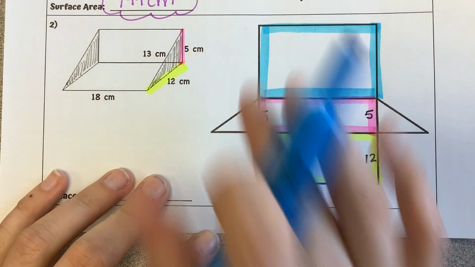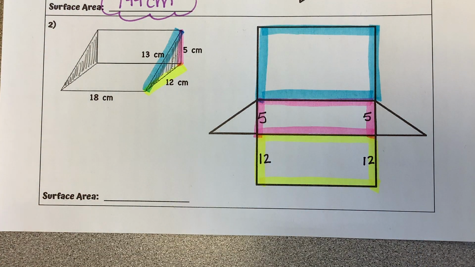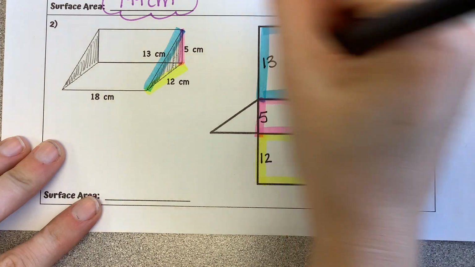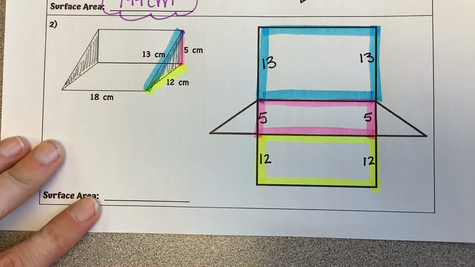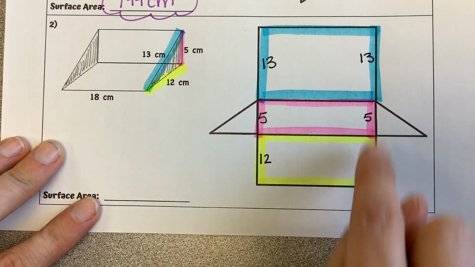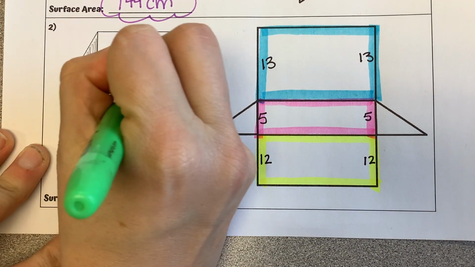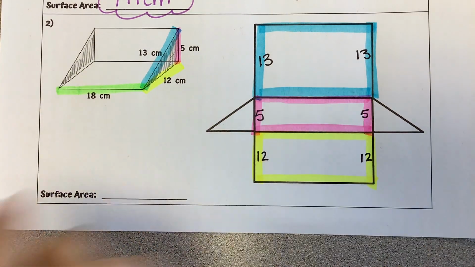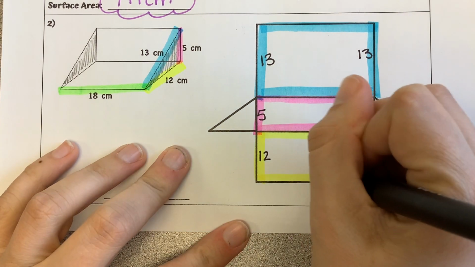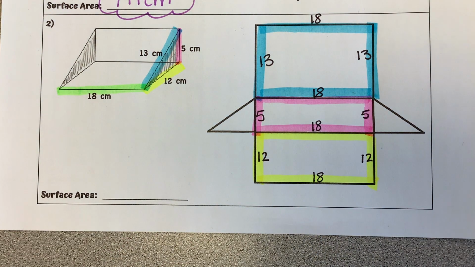And then the last one, our biggest side is 13. So that tells me that the base of this is 13. So we have 5, 12, and 13. Small, medium, large. For the length going across here, connecting the two triangles to each other is the length across of these rectangles. So 18, 18, 18, 18.